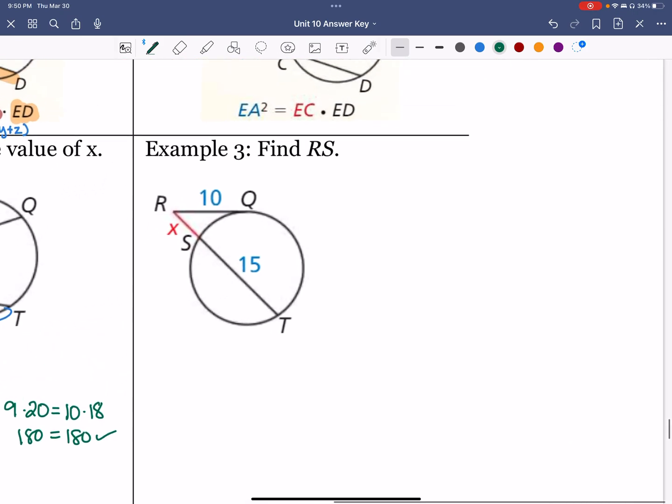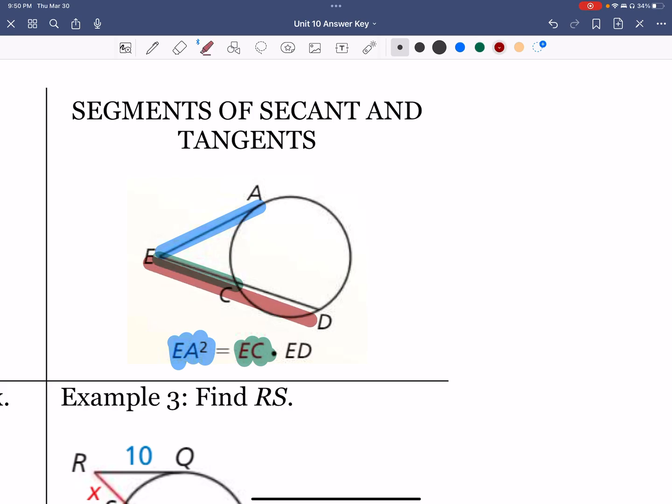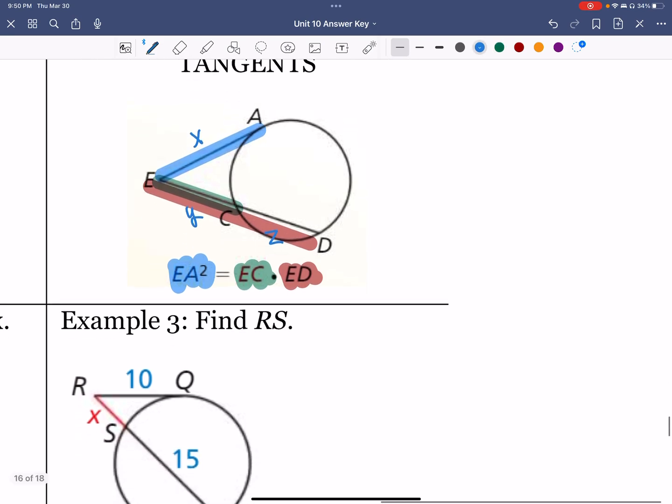Okay, my last problem here, or my last formula I should start with, is going to be a secant and a tangent. Now this one's a little bit different because it only has 3 parts. But what I am saying is my tangent segment squared is going to equal EC, so this first part, times the entire side, ED. So if I were to give it letters again, I have x, y, z. I would end up saying x squared is always going to equal y times y plus z. And that gives me just a nice little format to write these in.